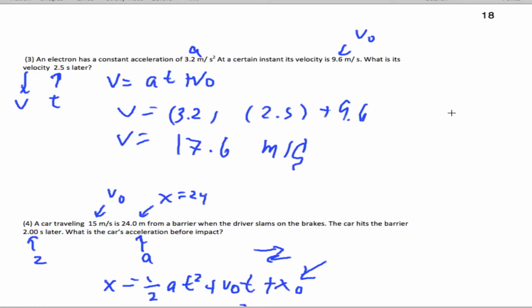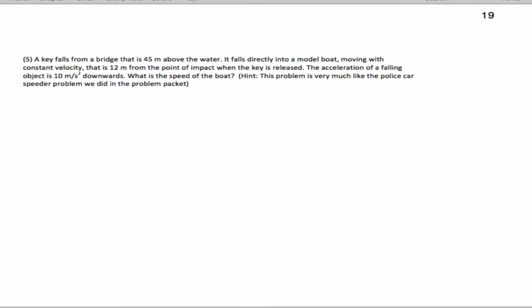Moving on to our very last problem. We have the problem of a key falling from a bridge. This is actually very much like the challenge problem that we did in class. And so I'm going to draw a boat like this. And I have a key here. And it's going to fall into the boat.